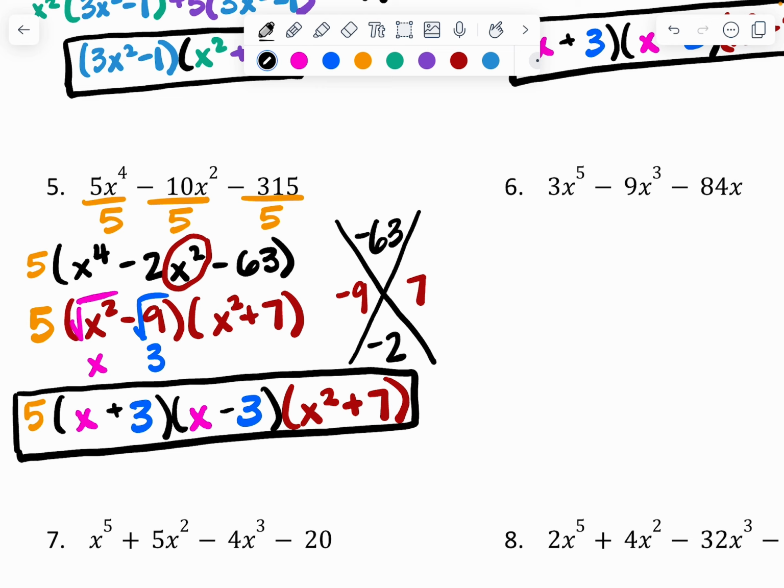So whether you use the shortcut or you factor by grouping, just make sure when you split the middle term that the middle term is squared in higher order polynomials. So you have to split that squared and make those terms x squared, not x.